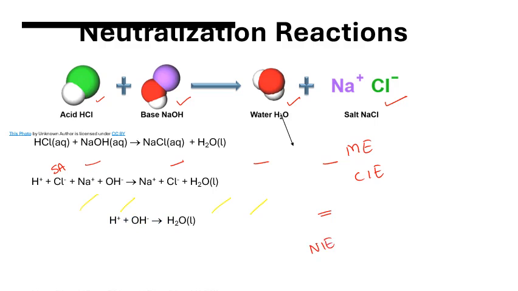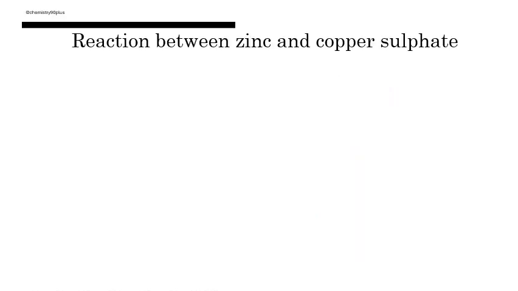H plus plus OH minus gives you H2O liquid. That is the net ionic equation for a strong acid combines with a strong base. Okay, here the reaction between zinc and copper sulfate. So let us write that equation first.